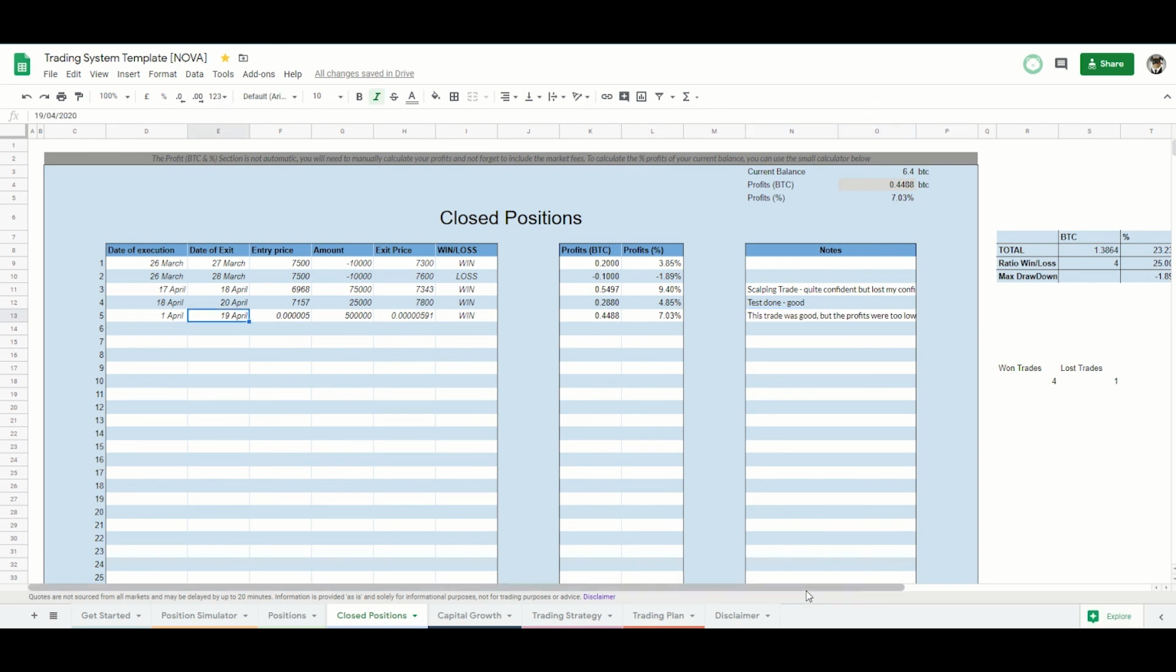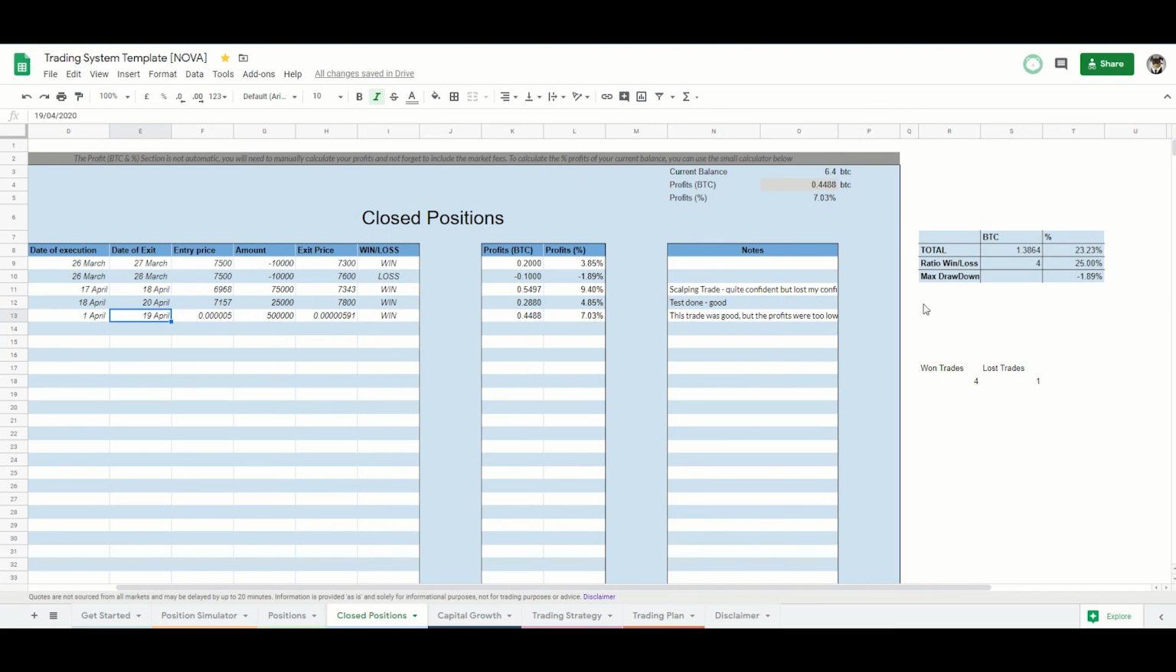So here you have a little panel where you can see your ratio win-loss, which is 4 here, because we have 4 wins, 1 loss. Quite easy to calculate. You can see the total BTC earned profits. So here it can be negative. If all the profits are negative, it will be negative, and the percentage made of your overall account since the starting date. We have a little row here, which is the drawdown.